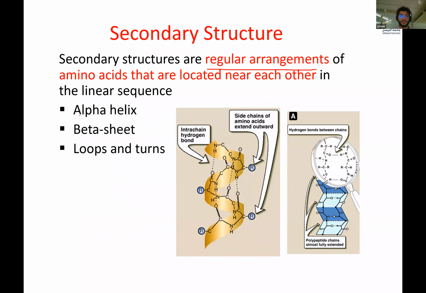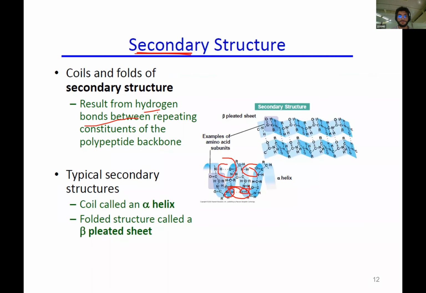Now, the way they fold together, or the way these hydrogen bonds add up together, forms 3 basic structures: either an alpha helix, a beta sheet, or loops and turns. From what I've seen in the lecture, loops and turns aren't discussed, so we don't have to discuss them right now, but they're one of these forms, basically.